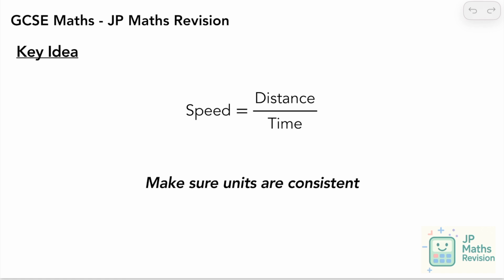So in order to use this formula, we need to ensure that the units are consistent. So for example, if speed is in meters per second, the distance needs to be in meters and the time needs to be in seconds.